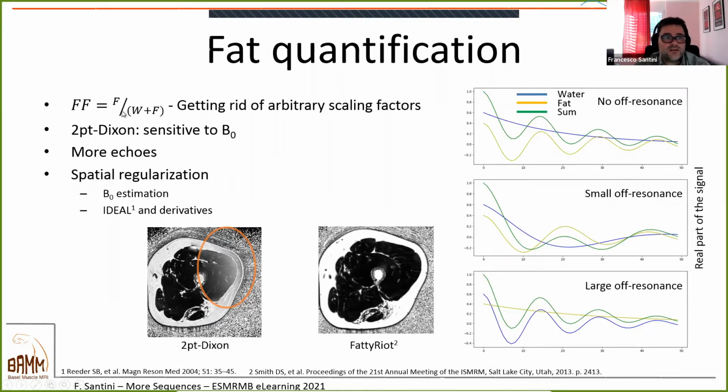Instead of doing a simple algebraic reconstruction, you need to have models. It's a little bit more complicated, but you can then also estimate the B0, and you can estimate other parameters like the multiple fat peaks and the relaxation times and so on. These methods are called IDEAL, and other derivatives. There are some references to this.